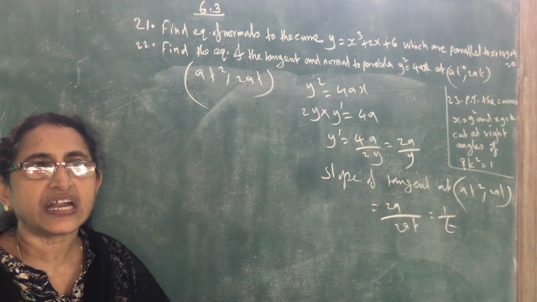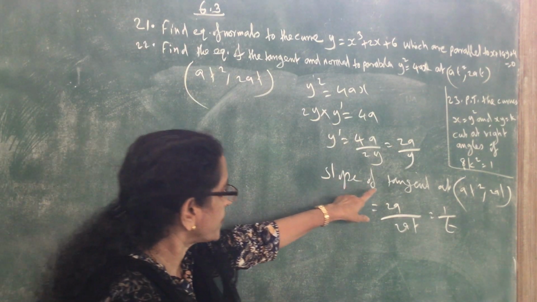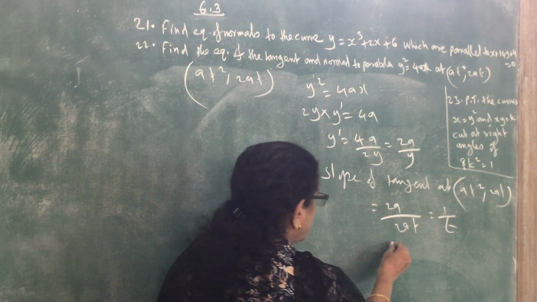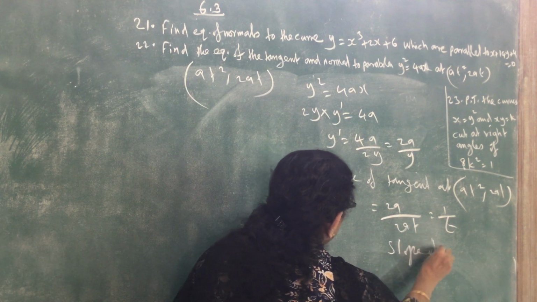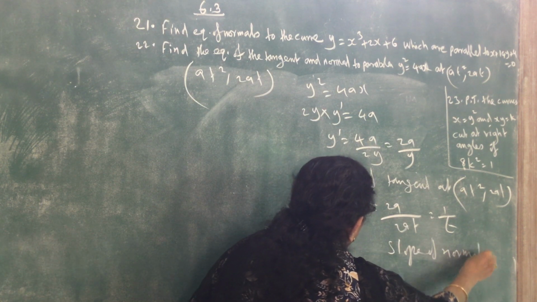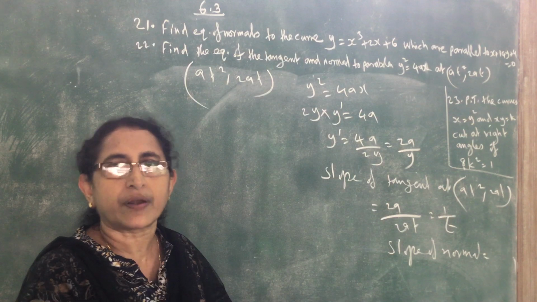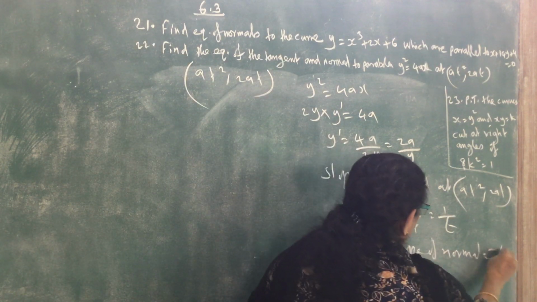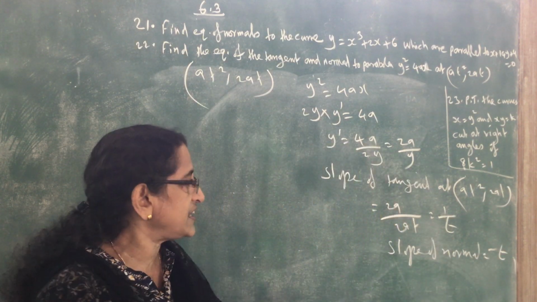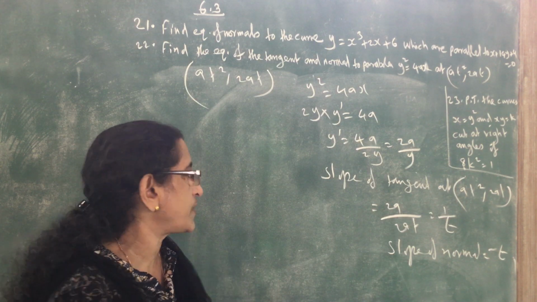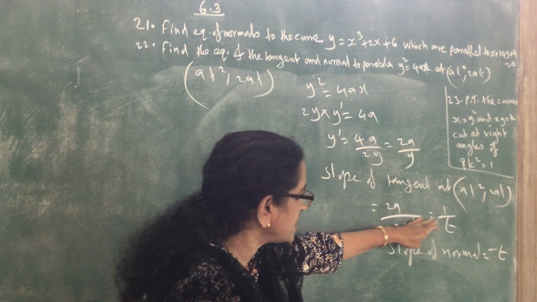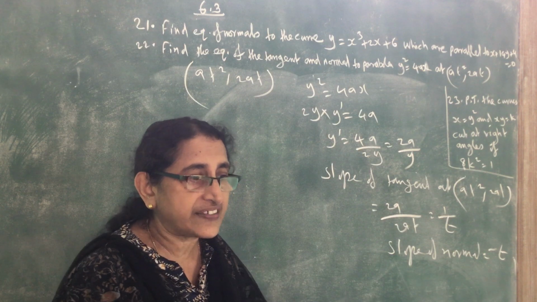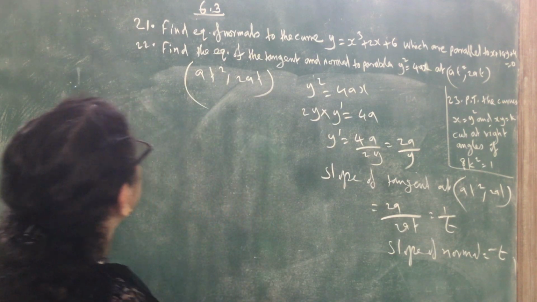So now we can find the equation of tangent. This is the slope of the tangent, and the slope of the normal also we can find. The slope of the normal equals minus 1 by 1 by t, that is minus t, because the product will be minus 1: 1 by t into minus t is minus 1. So this is the slope of the tangent, this is the slope of the normal. Now we can find the equation of tangent and the equation of normal.